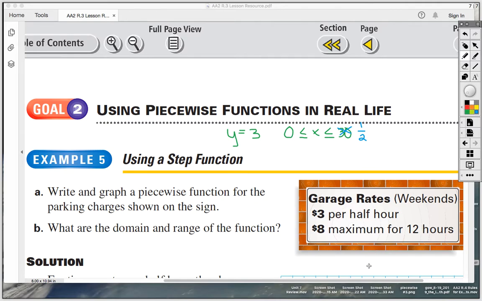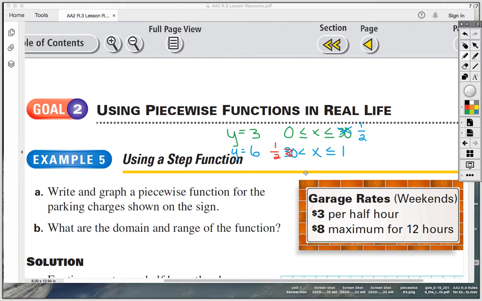Okay, so at 31 minutes, anything greater than 30 minutes, so 30 minutes and 30 seconds, is it equal to 30? No, because if it's equal to 30, then it's $3. Oh, wait, this is going to be the 1/2. Sorry. It's really going to be from 1/2 of an hour to 1 hour. And this is going to cost you how much money? $6. So your y is going to be equal to 6.